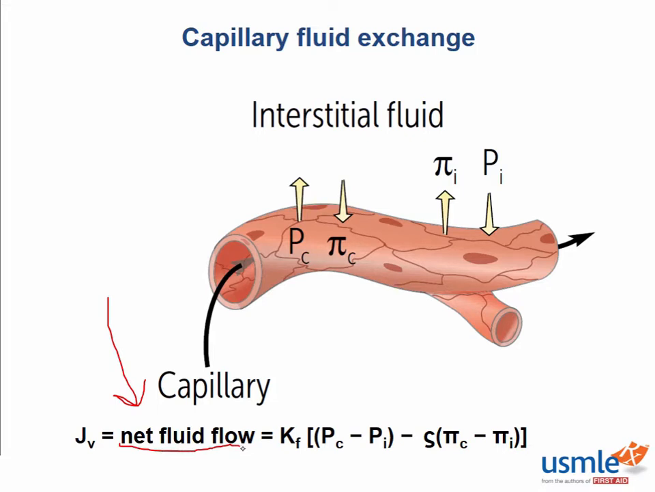The net fluid flow is equal to a constant times the difference in hydrostatic pressure in the capillary system minus hydrostatic pressure in the interstitial system, minus another constant times the oncotic pressure within the capillary system, subtracted by the oncotic pressure in the interstitial system. We'll break this down a little bit further.